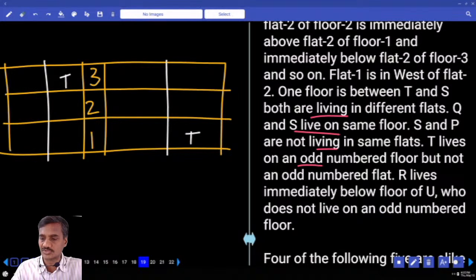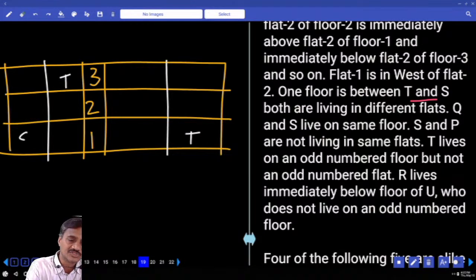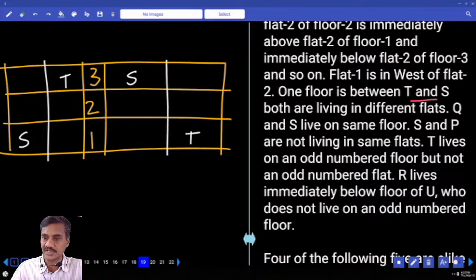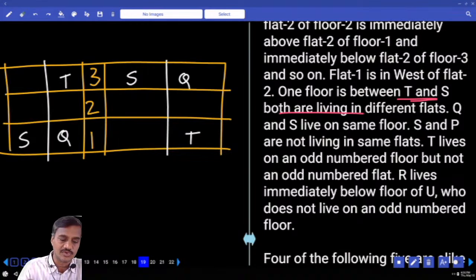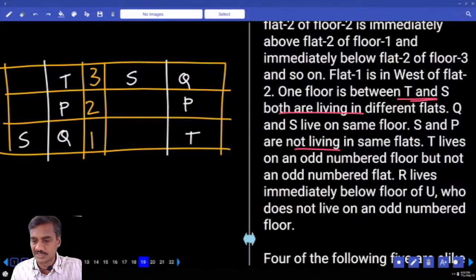The next one, T lives on an odd number floor but not in an odd number flat. Now the first information between T and S: they are living in different flats, and there must be exactly one floor between them. And S is here. Now in this case, S must be here. Isn't it? Now T and S we are able to fix. Then Q and S live on the same floor, so Q and S will be like this. Then next one, S and P are not living in the same flat, so P must be here.